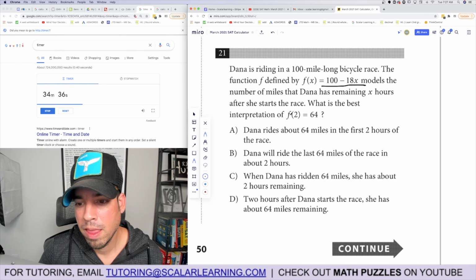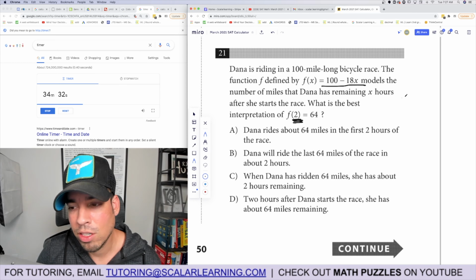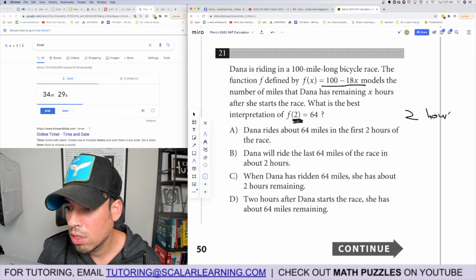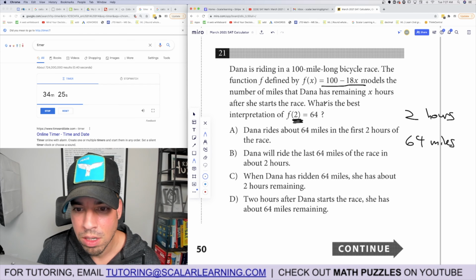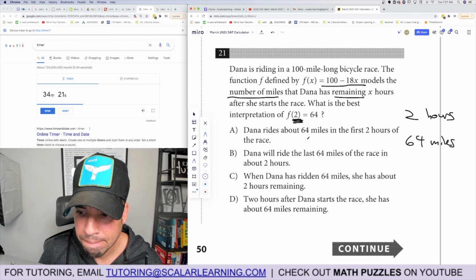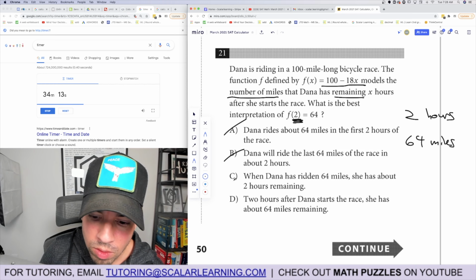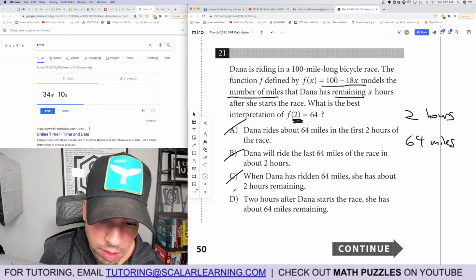This means, again, function notation, x is hours. So that means at 2 hours, she has 64 miles left, because the function represents the number of miles remaining. Nope. We already know she's riding 36 miles. Nope. Nope. Yep.